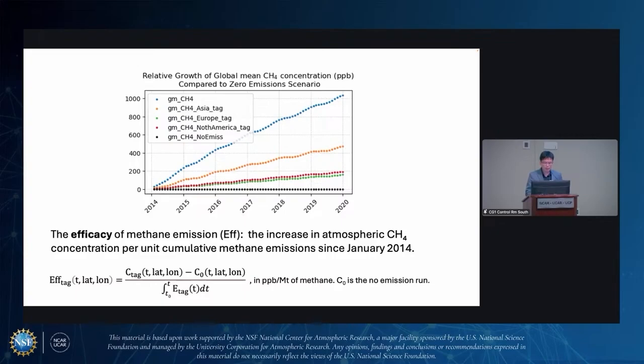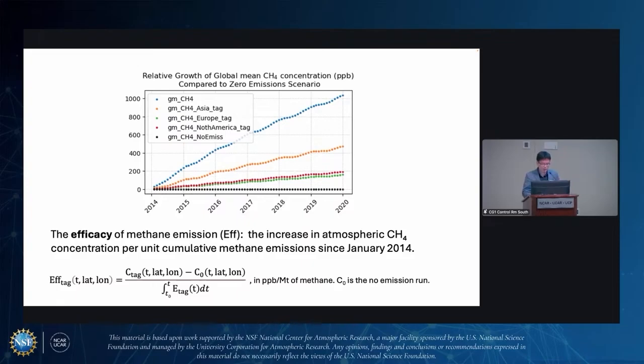But our question is, do they have the same efficacy in increasing the global mean methane concentration? Or in other words, if we have a megaton of methane, is there any difference if they are released in different regions? So here we define the term efficacy of methane emission. It is the increase in atmospheric methane concentration per unit cumulative methane emissions since January 2014.